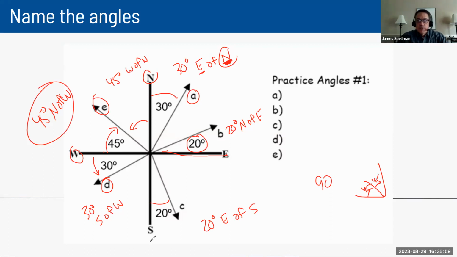Okay, so again, it gives us an idea of how to be more specific about which direction something is going if it's not exactly north, east, south, or west. And that'll do it for this one.